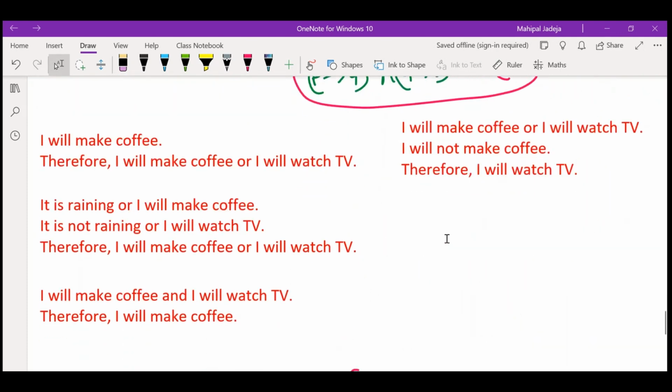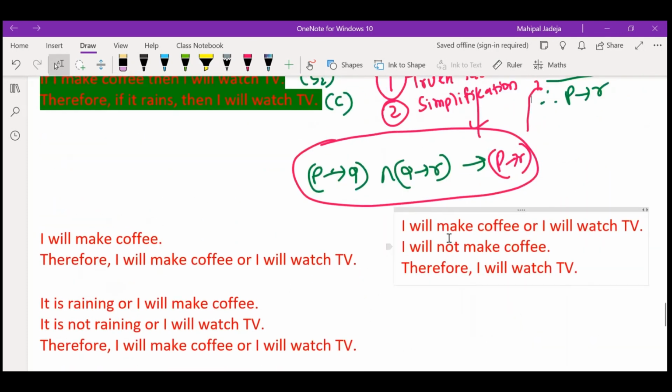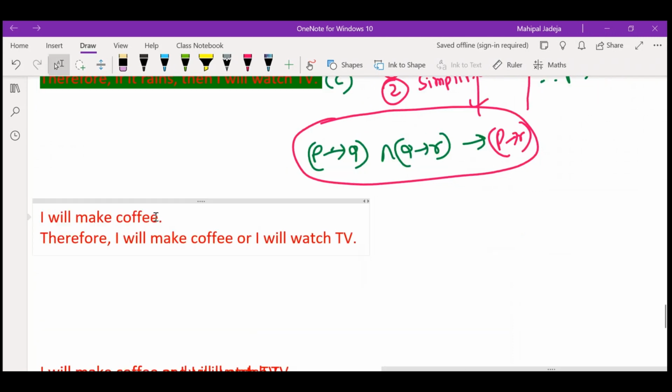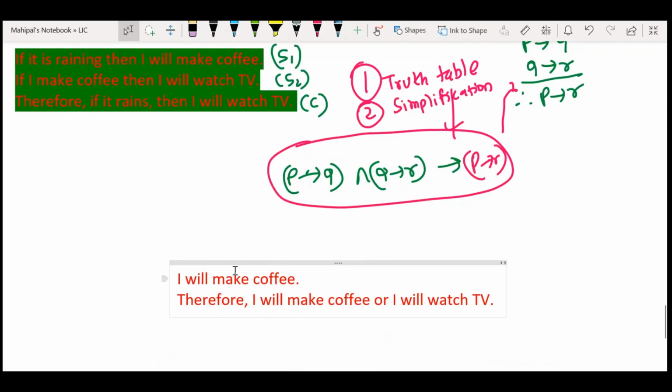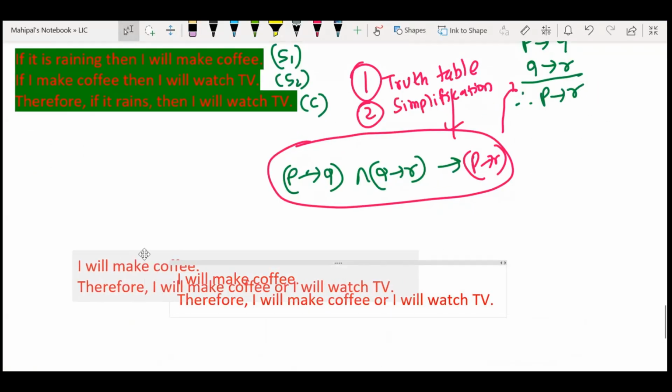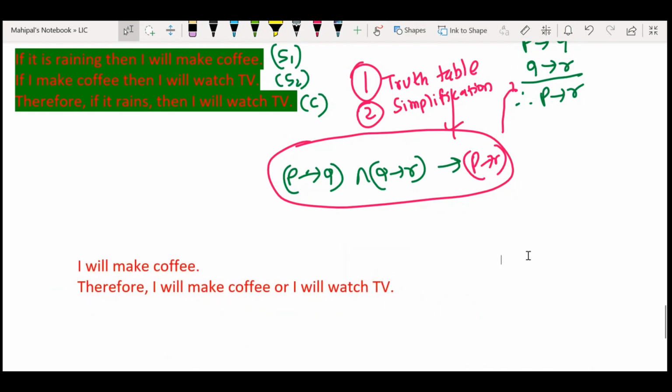Let's consider the remaining boxes. How about this one? I will make coffee. Therefore, I will make coffee or I will watch TV. What do you think? So focus on this box only. Can anyone give me the equivalent representation first? P and P or Q. So this is my statement S1 and this is my conclusion.